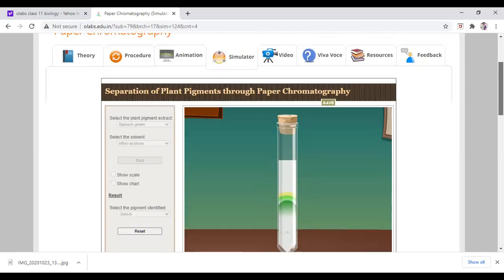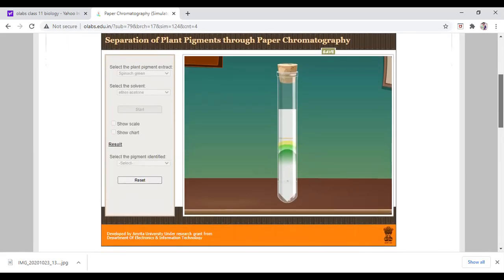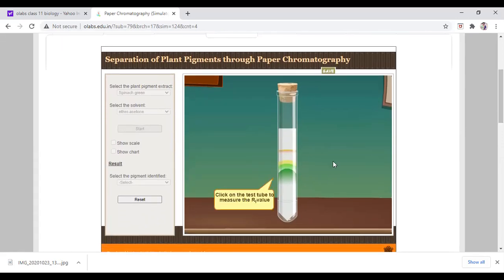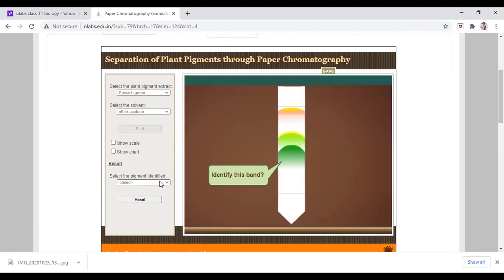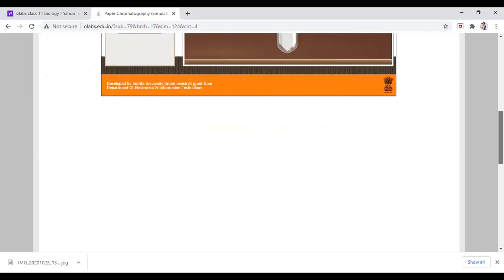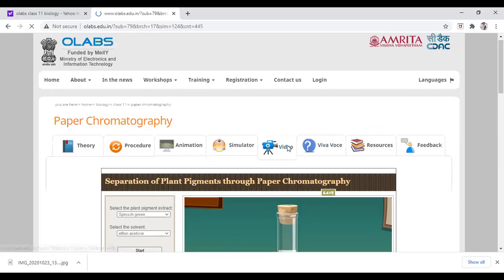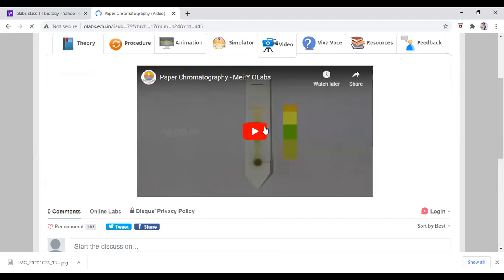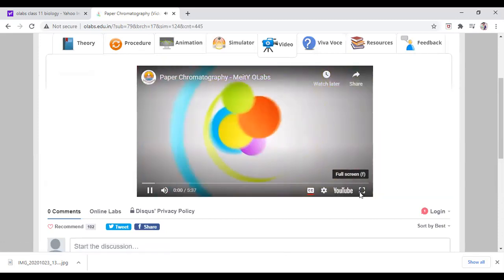So we will keep this test tube or this apparatus undisturbed for 30 minutes, and then we will get these bands. Okay, so this is the simulator. Now we can see another video of how it is originally done in the lab.